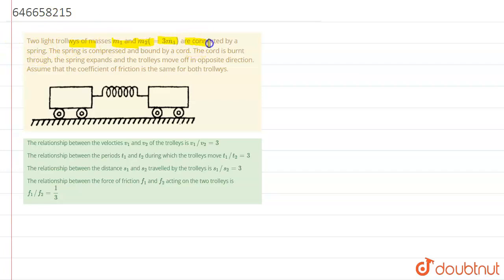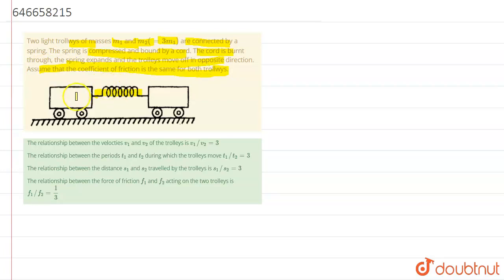The question says that two trolleys, as shown in the figure, of mass m1 and m2 equals 3m1, are connected by a spring. Here the spring is compressed and bound by a cord. The cord is burnt, the spring expands, and the trolleys move off in opposite directions. Assume that the coefficient of friction is the same for both trolleys.